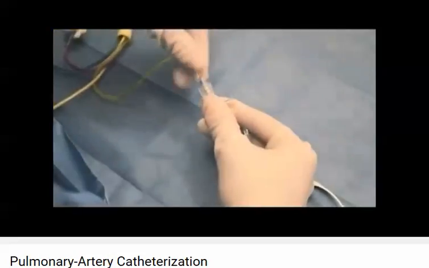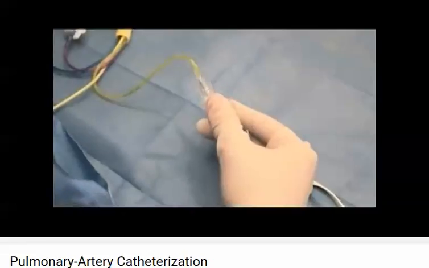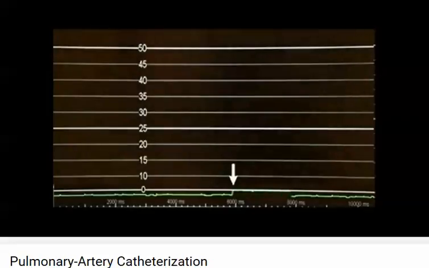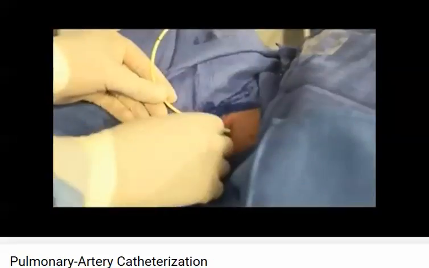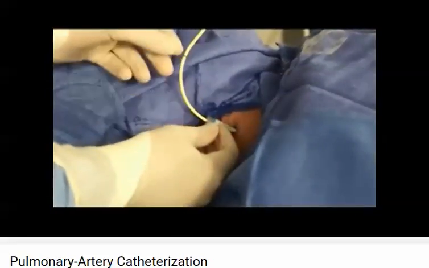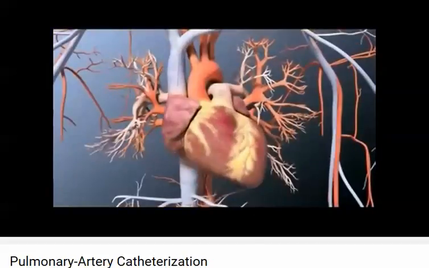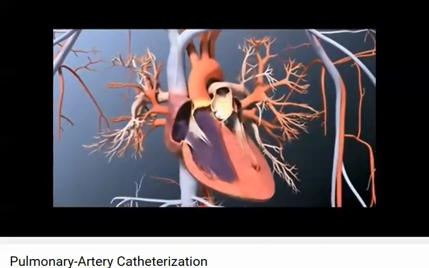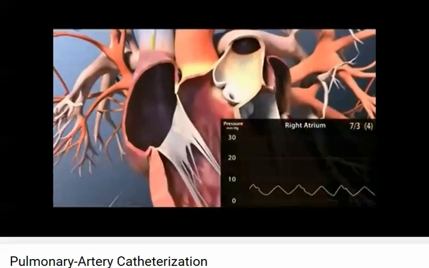Instruct your assistant to connect the pulmonary artery catheter to the pressure monitor. While holding the catheter level with the patient's heart, instruct your assistant to set the pressure reading to 0. Orient the catheter so that its curvature follows its expected path, and insert the catheter into the sheath. Insert the catheter 15 centimeters so that its tip is outside of the sheath, then inflate the balloon.